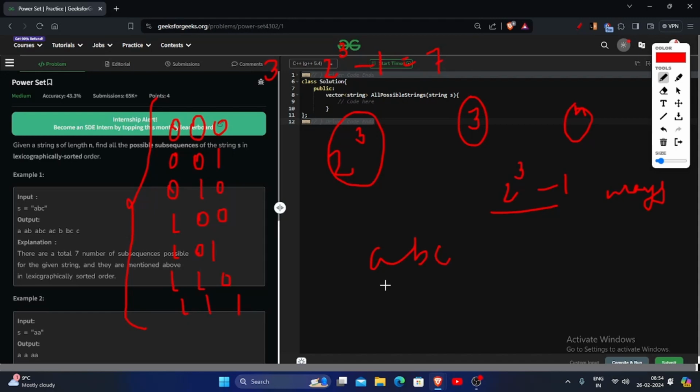So if you look at this as 0, 0, 0, that means I have not taken any of them. If I look at 0, 0, 1, that means I am including only this C subsequence. Let's say if I'm taking 1, 1, 0, that means these two are set, so I am concerned about AB. So through these binary configurations, we know how many subsequences we have.